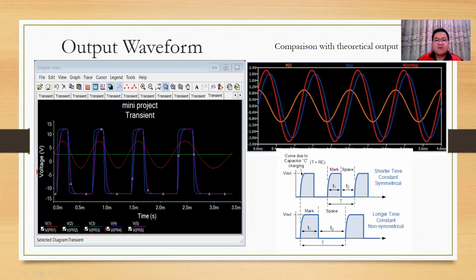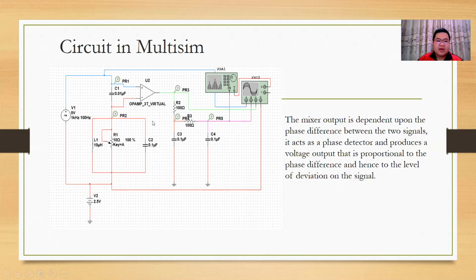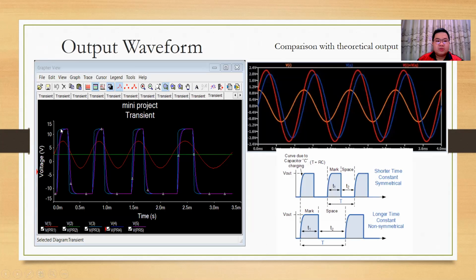Okay, so the output waveform for the second part that I get is the transient mode. It is almost the same as the comparison with the theoretical output. The only difference is the graph is slightly curved. I have researched that the curve is caused by the capacitor charging, so the graph that we get will be a bit curved.